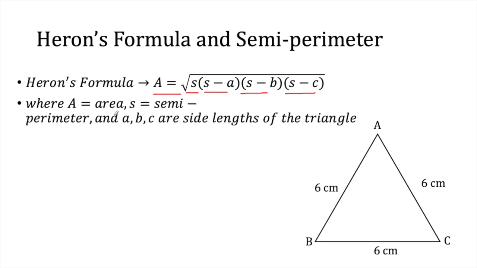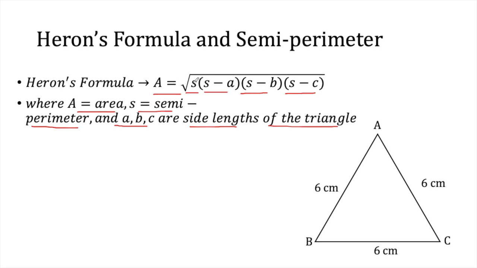So in this formula, A is the area, s is the semi-perimeter, which we will get to in a moment, and a, b and c are the side lengths of the triangle. Now this simplifies the formula a lot since you already know the values of a, b and c to be 6, 6 and 6, which means that you now just have to figure out s.